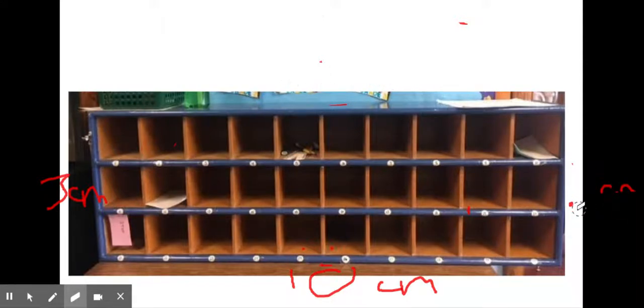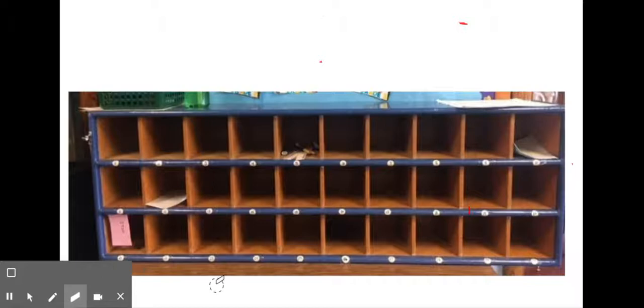All right. See if my erasing skills are any better. Not really. Okay. All right. And here we go.